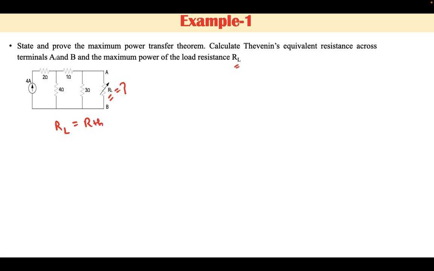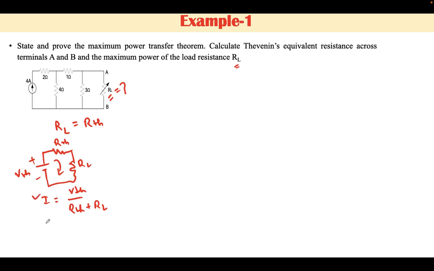Now considering the first part, let us consider a network having VTH and RTH, and RL. Here it is RL, this is RTH. In this network, the power across the load can be found by knowing the current. I is equal to VTH upon RTH plus RL. Now this is the current.